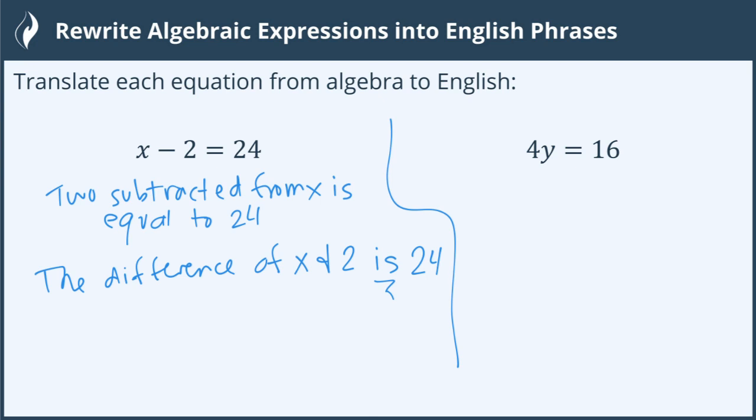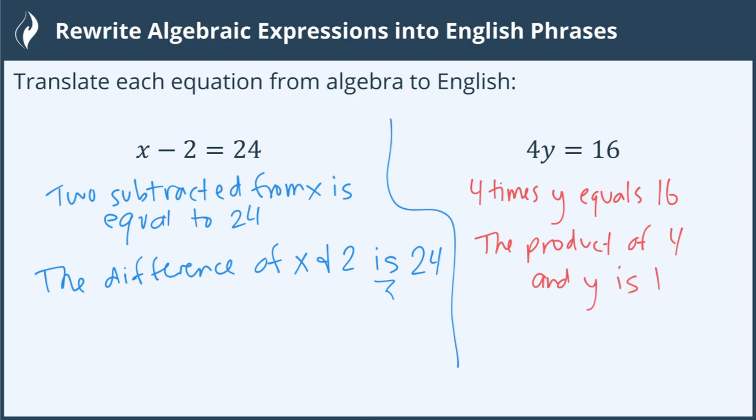Let's look at the one on the right side. Here we have 4y equals 16. Again, a few ways that we could say this. We could maybe say 4 times y equals 16. That's certainly an option. What about using some math language? What happens when we multiply two things? We get a product. So we would say the product of 4 and y is 16. So two options there, both use precise math language, and any of these would be perfectly acceptable.